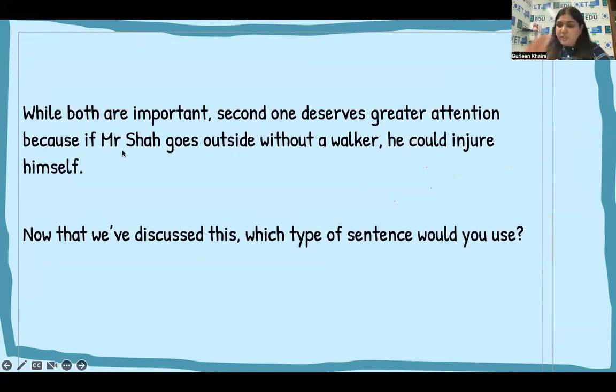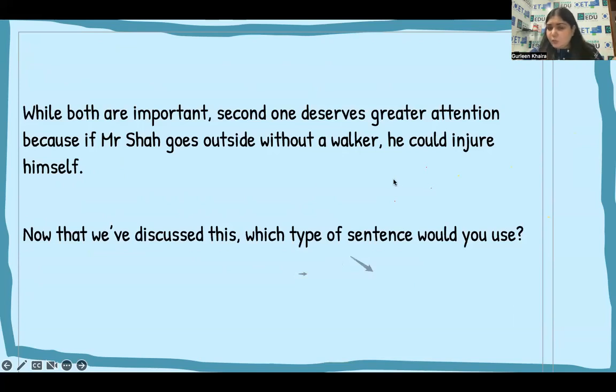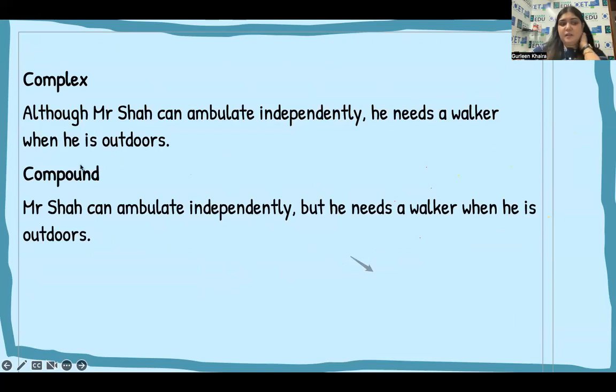Great. While both are important, of course, anything that we include in the letter is relevant, right? But the second piece of information, that he needs a walker when outdoors, is slightly more important. This deserves greater attention from the reader because Mr. Shah, if he goes outside without a walker, he could injure himself. That's why when we combine them, we will be using a complex sentence, not a compound sentence. And let's see how we can do that.